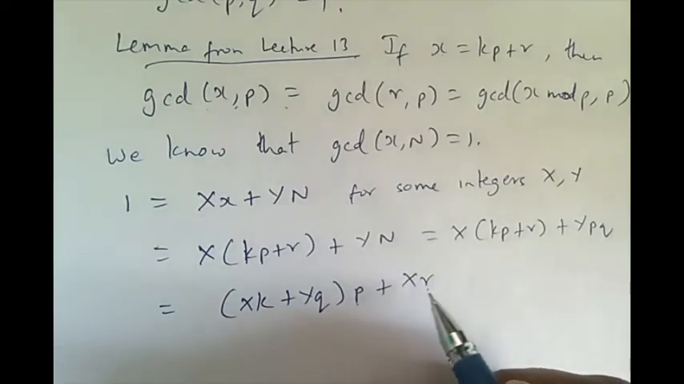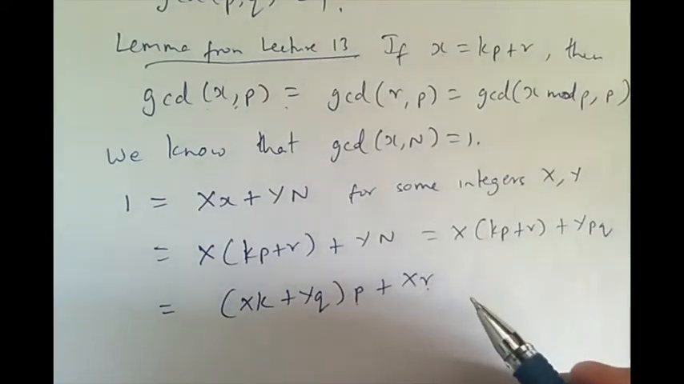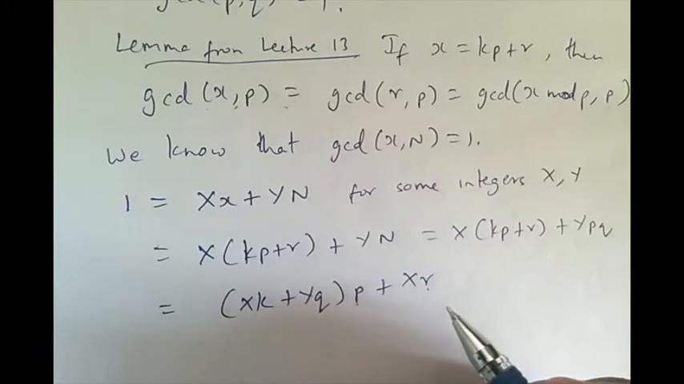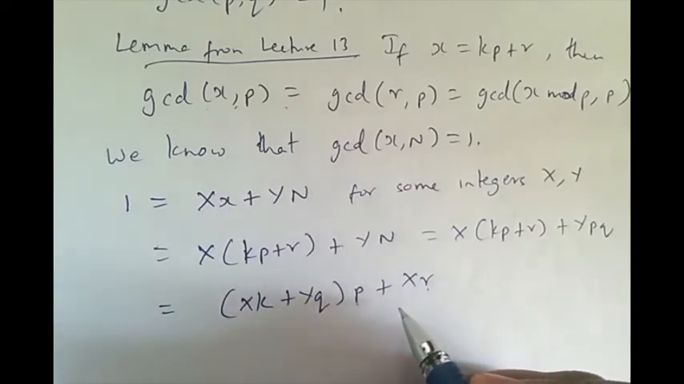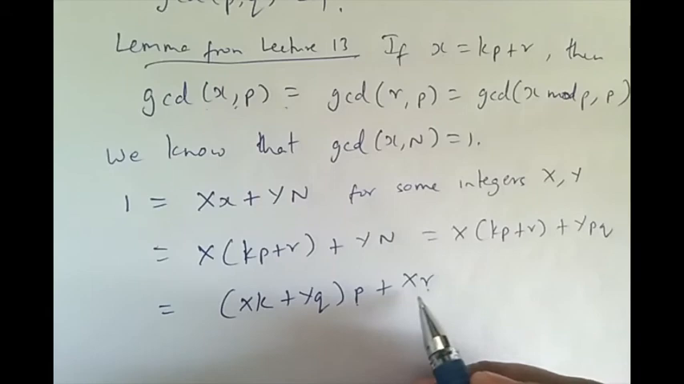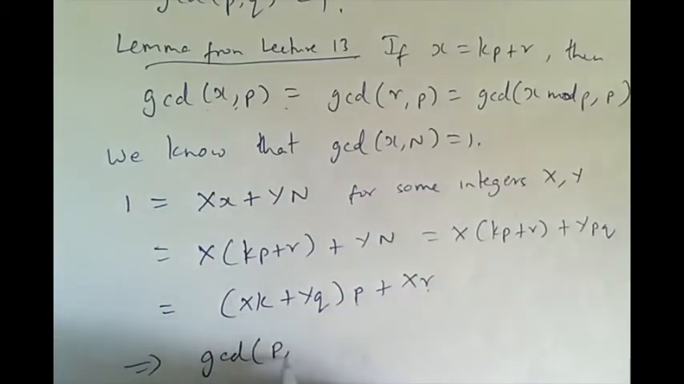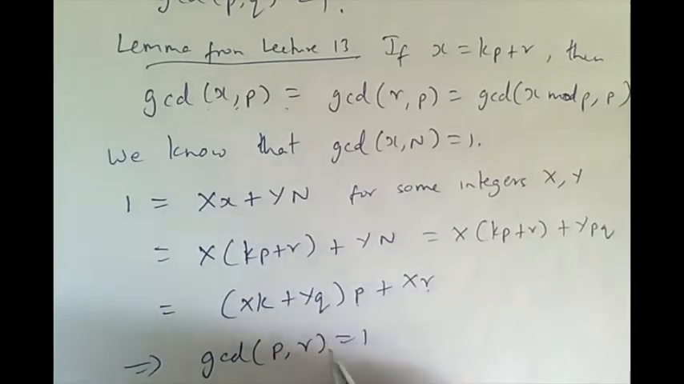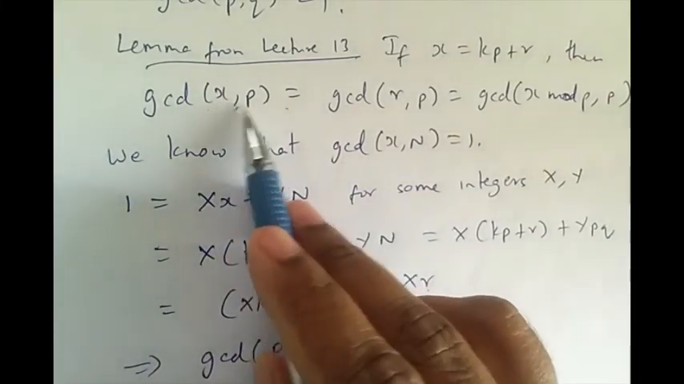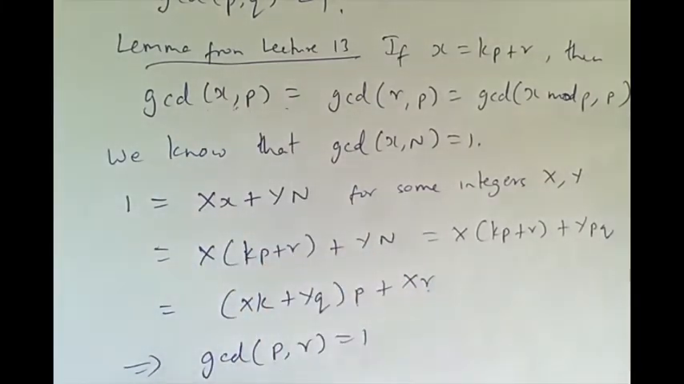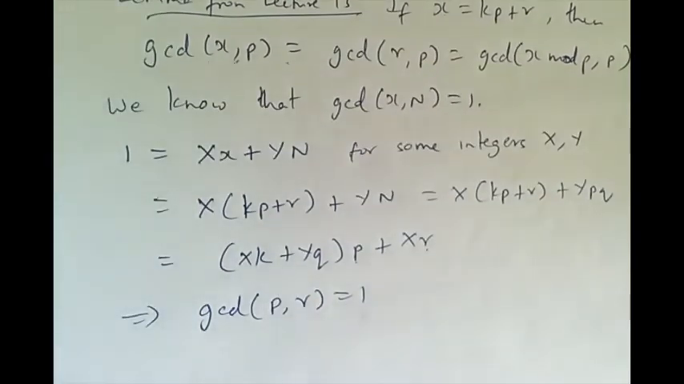which means that the GCD of p and r is 1, because the GCD of two integers is the smallest positive integer which can be written as a linear combination of those integers. So this implies that the GCD of p and r is 1. So actually we didn't need to use the GCD of, we showed this GCD of p and r is 1 directly.